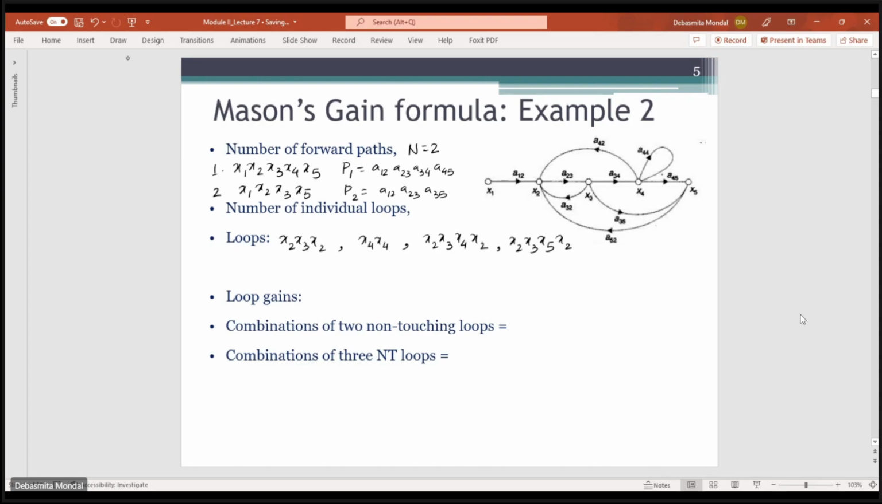And what else? This is also there, no? x3, x4, x5 to x3. x3, x4, no, this is not coming back here. This is not a forward path. Did I miss out any loop? This one is another loop. x2, x3, x5, no, this I have already written. So there are like 4 loops. Correct?